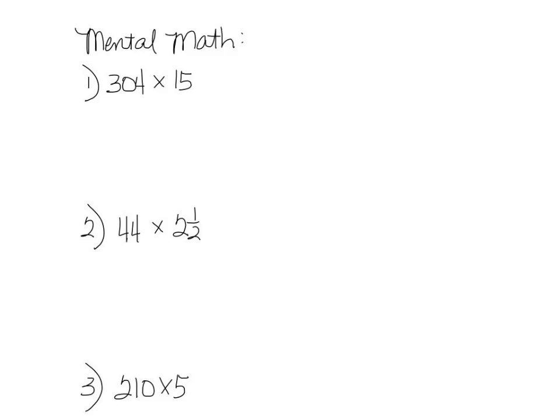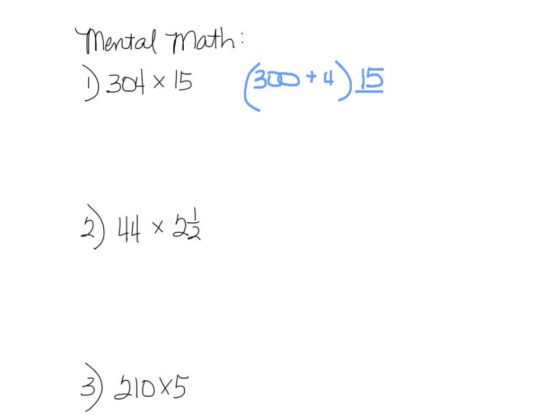So look at number 1, 304 times 15. Well, I don't know my 304 times tables. So here's how I can facilitate mental math. What I can do is I can break down 304 to an expression that looks like this: 300 plus 4. I can substitute an expression that equals 304, and then that times 15.